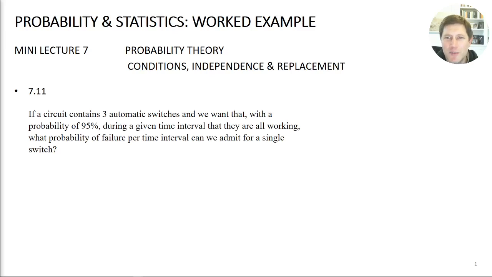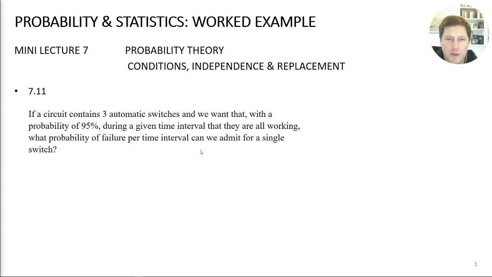Hi, here's a short example for mini lecture 7, which is really about independence and combining probabilities together. It's a question from the problem sheets that you've been given for this week, and it's about taking all this stuff about probability and showing how an engineering decision can be made with it.